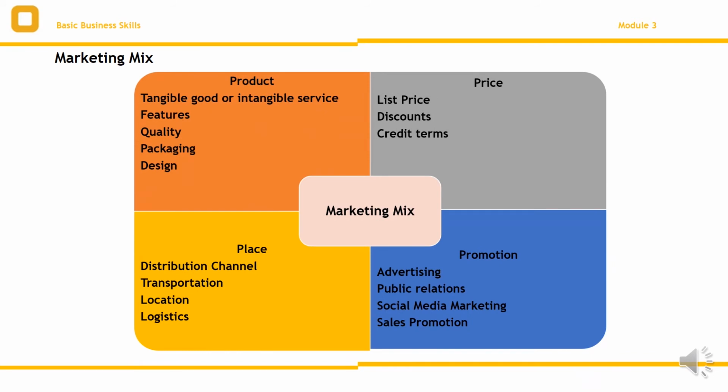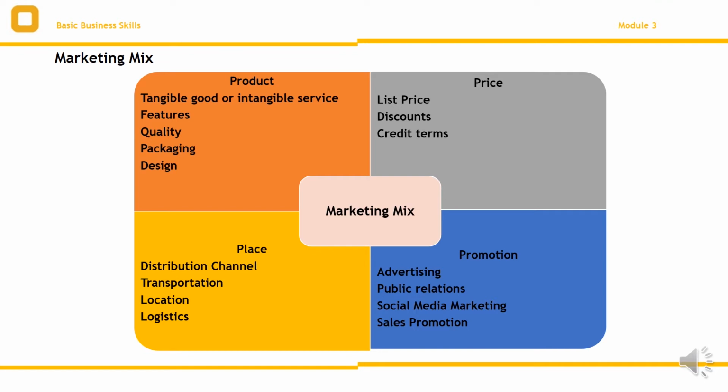The first of the 4 Ps is the product. A product can either be a tangible good, which means it's a physical product, or it can be an intangible service that is created to meet the needs of your customer. When it comes to looking at products, you need to pay careful attention to the following. You need to look at what is going to be the features of your product or service.